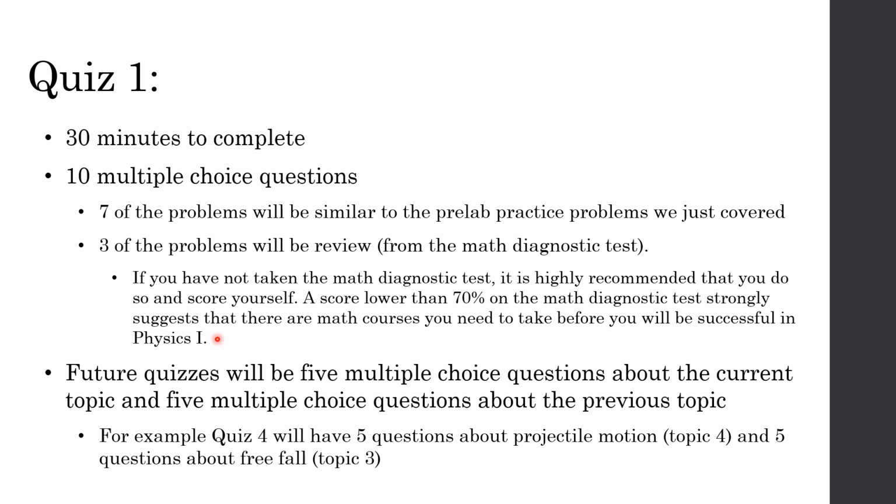That being said, future quizzes will be a little bit different than quiz 1. So quizzes 2 through 12, those are going to have 5 multiple choice questions about the current topic and 5 multiple choice questions about the previous topic. So for example, quiz 4 will have 5 questions about projectile motion, that's topic 4, and then 5 questions about free fall, which is topic 3.